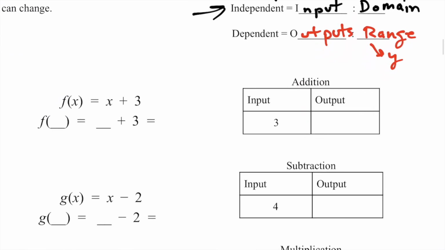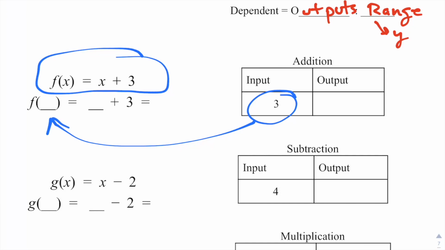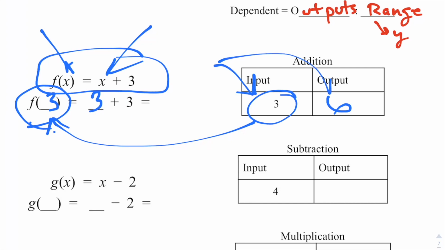So let's come down here. So here's our function, f of x equals x plus 3. Here's our input. So what we want to do is plug in the input wherever we see x in this function equation. So the input goes there, and the input goes there. So this is saying the function f evaluated at 3 equals 3 plus 3, which is 6. So our independent variable is what we're plugging in, and our dependent variable is what is coming out.